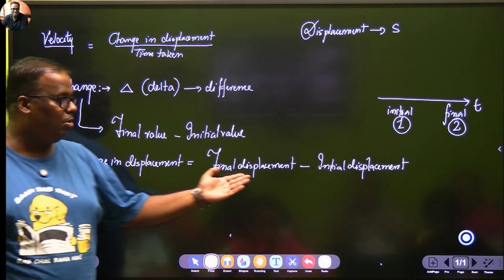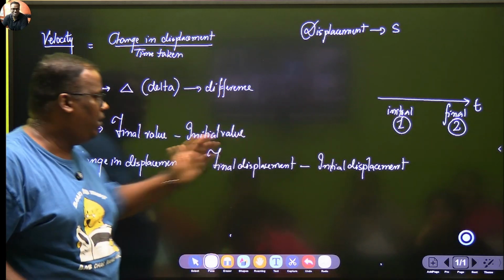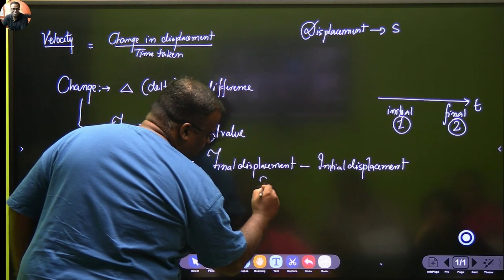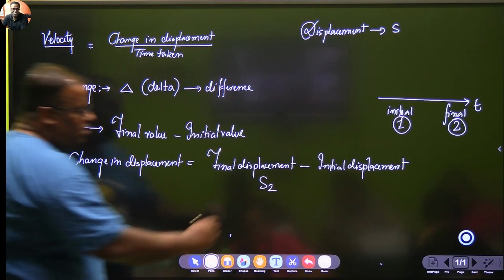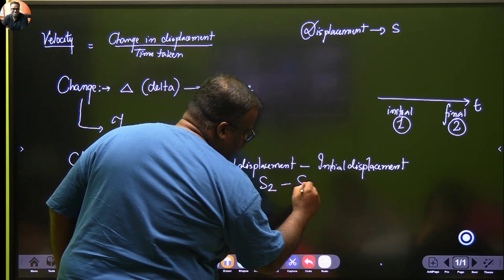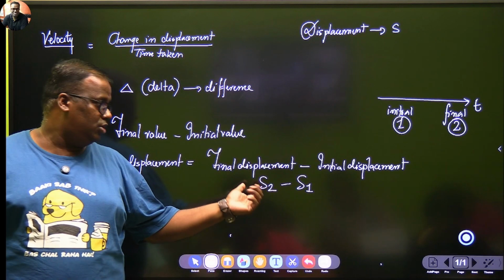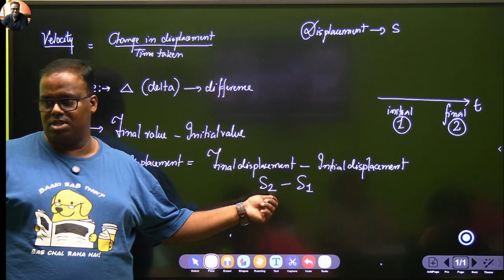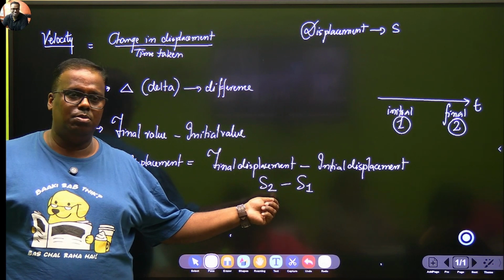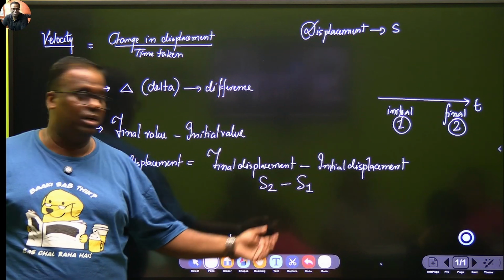So when we talk about displacement, displacement is denoted by S. So how will we write final displacement? S2. Have you understood? How will we write initial displacement? S1. Children, are you clear online? Everyone, have you understood? S stands for displacement. The suffix stands for the timestamp. The moment you say 2, you understand it comes later. 1 is earlier because 1 comes before.